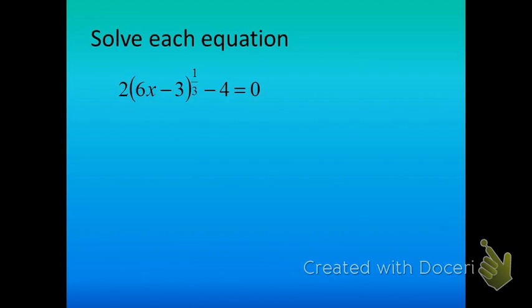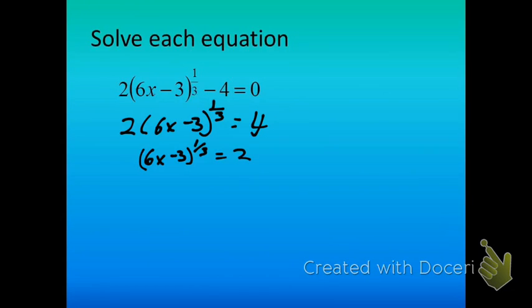So the first thing we're going to do is add 4. And then we're going to divide by 2. Alright, now this is where we raise it to a power to get rid of this fraction. So to get rid of that 1/3, you have to cube both sides. Your left side will leave you with just 6x minus 3. The right side will give you 8.